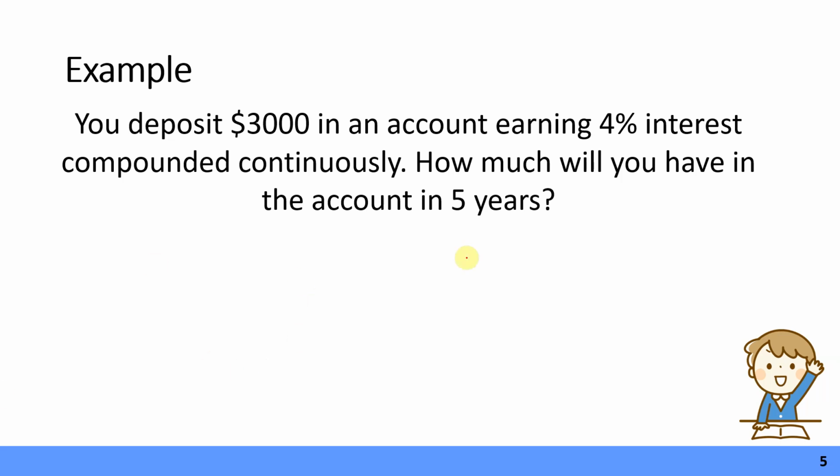So again, first thing you want to do is figure out which of the two formulas you're going to use. Like I mentioned earlier, if the word continuously is in the problem, obviously we're going to be using the continuous compounding formula, which is the PERT formula. Once you identify which equation you're going to use, then you have to start labeling and giving values to the different variables. So in this case, we know that we are starting with an amount of $3,000. So that's going to be my P value, my principal.